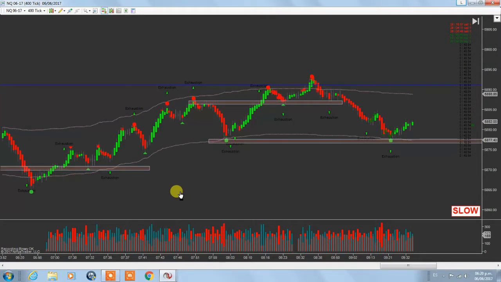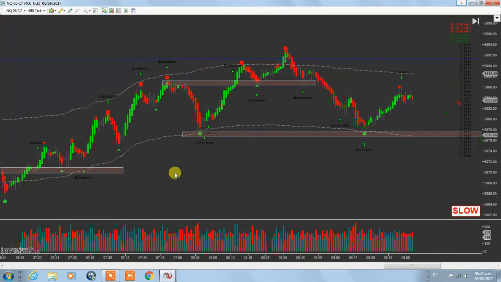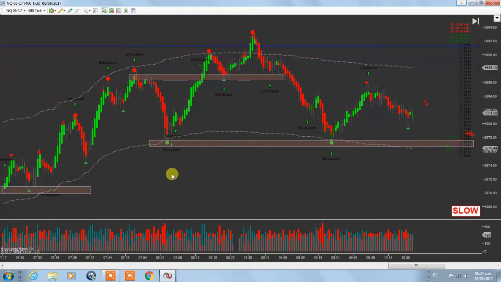The Nasdaq didn't do too much. It just broke to the downside today in the afternoon after the market just didn't want to go to the upside anymore. It was an opportunity to short, but we didn't take that trade.